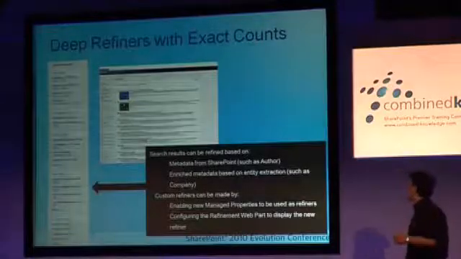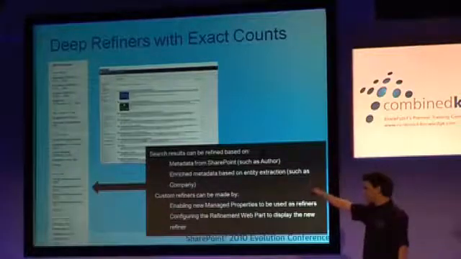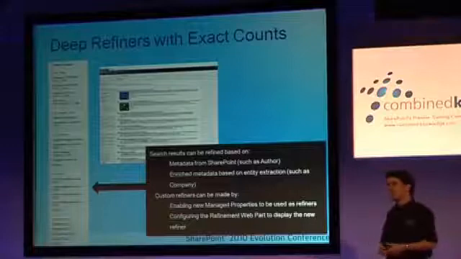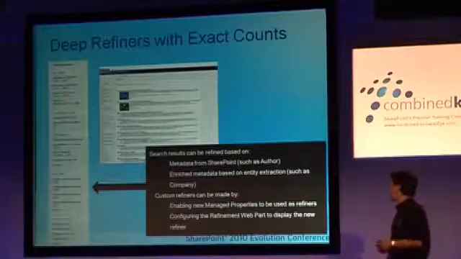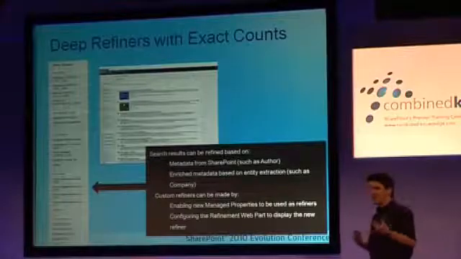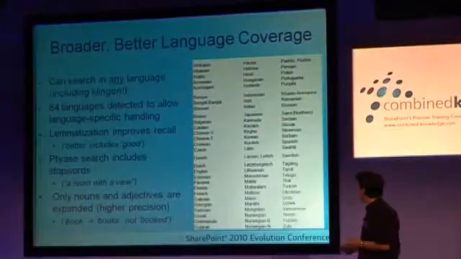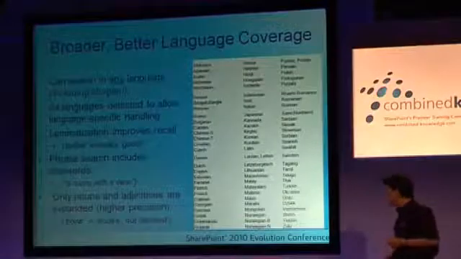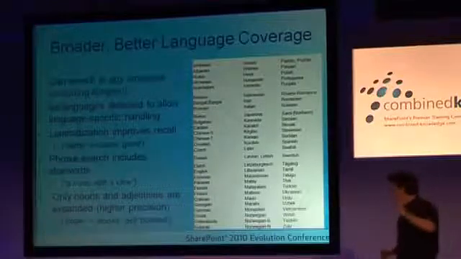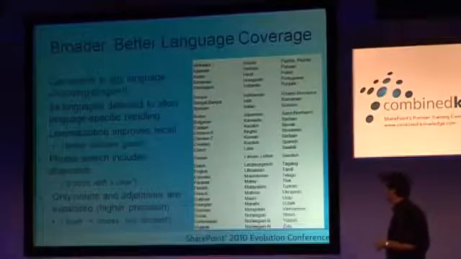Deep refiners, again, with exact counts. Any custom metadata managed property we can plug into refiners, as well as plugging entity extraction into there as well to really build these dynamic taxonomies that facilitate this drill-through with search. More languages, including Klingon. Brilliant. It's just what we all need. Again, there's lots and lots of support there. All of these are well documented.